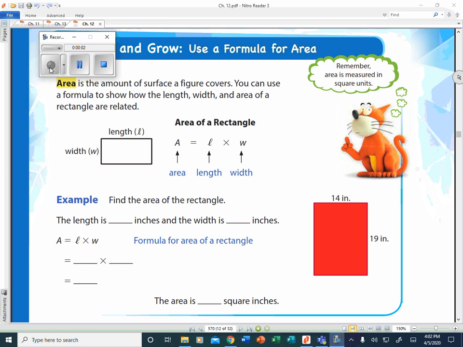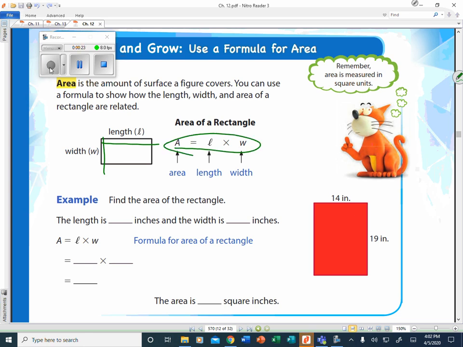Okay, fourth graders. So the last time that we got together, we were taking a look at perimeter, which is the distance around a rectangle. Now we're going to be taking a look at area, which is the amount of surface that a figure covers. And area has a formula too. We've got our length, we've got our width. In order to find the area, you just multiply them. Easiest thing in the world.